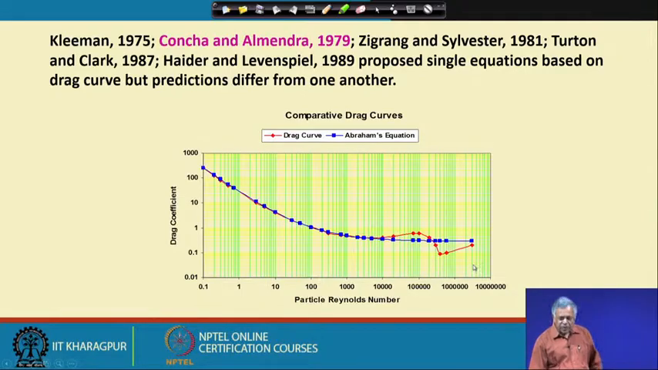Even with the naked eye, we may not see the differences between the blue and the red values, but I will show you how, even with these small differences, your predicted values can differ from each other.